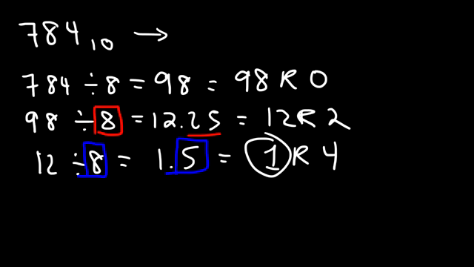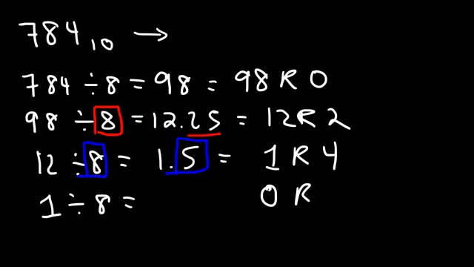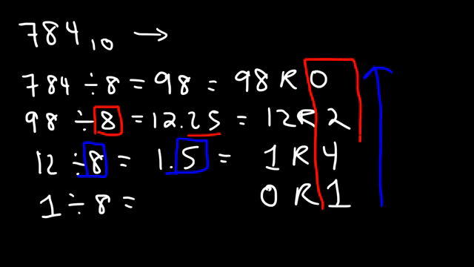Now our next number is 1. So 1 divided by 8. Because 1 is less than 8, we can say that 8 goes into 1 0 times, with a remainder of whatever this is. In this case, the remainder is 1. And now we're going to read it from the bottom to the top. So we have a 1, a 4, a 2, and a 0. So therefore, 784 as a decimal is basically 1420 in the octal system. So this is the answer.